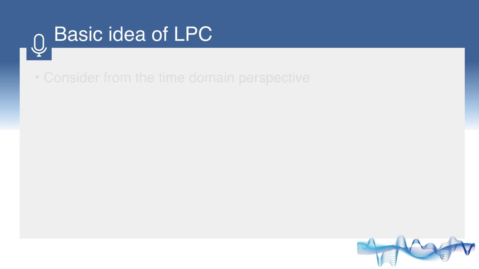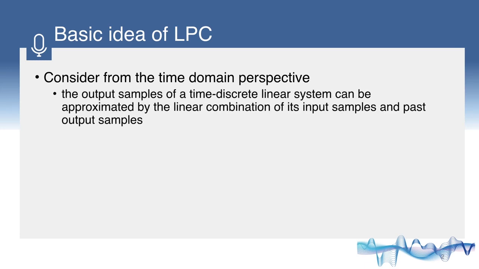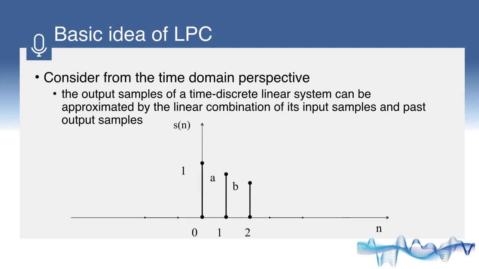Consider from the time domain perspective, the output samples of a time-discrete linear system can be approximated by the linear combination of its input samples and past output samples. That is the linear prediction value. A unique set of predictor coefficients can be determined by minimizing the mean square value of the difference between the actual output value and the linear prediction value. These coefficients are the weighting coefficients used in the linear combination.